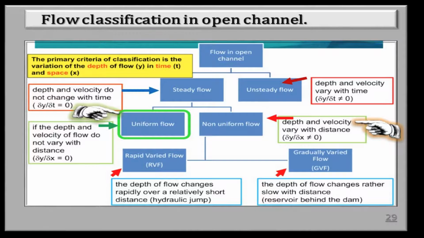Then, the steady flow is divided into two parts. Uniform flow. This topic I will cover in week 1 to week 4. The opposite of uniform flow is non-uniform flow. We will be discussing the uniform flow in first 4 weeks of class. Non-uniform flow will be covered by Dr. Nadia.